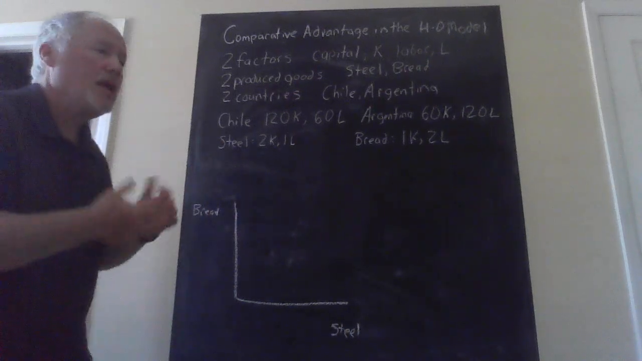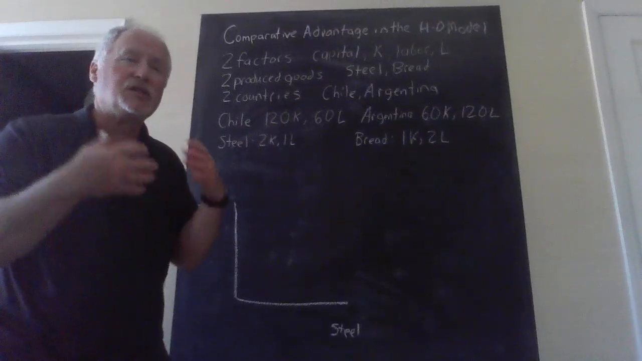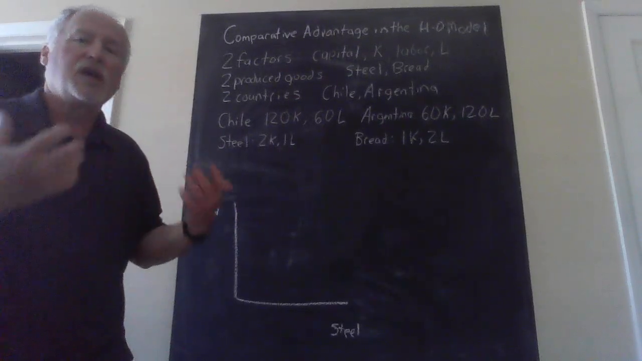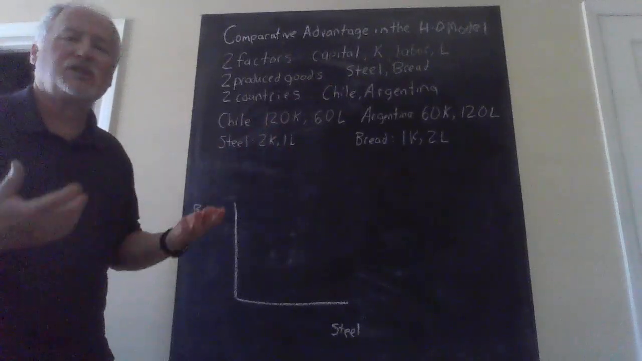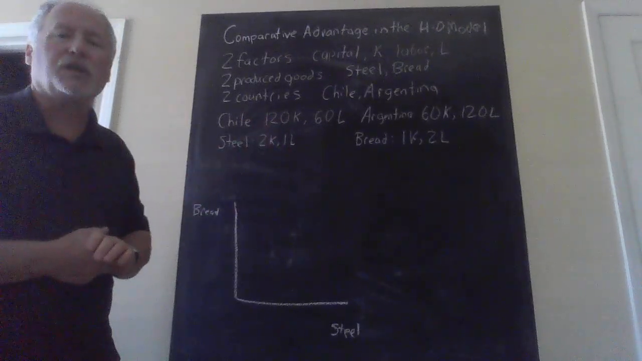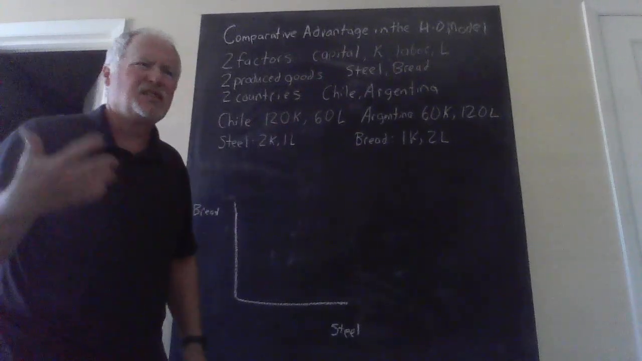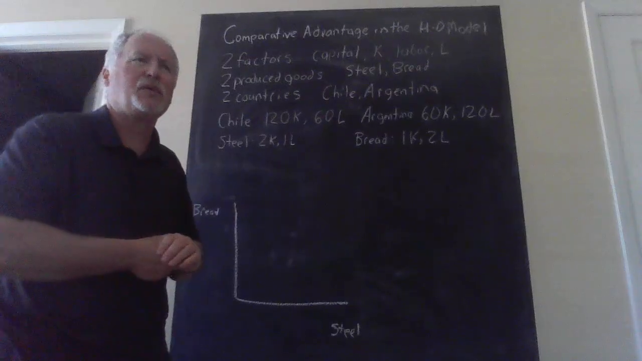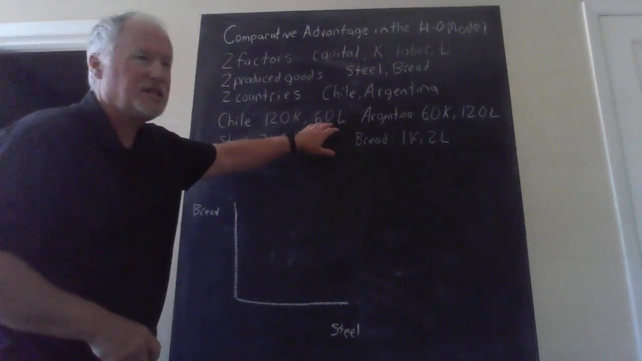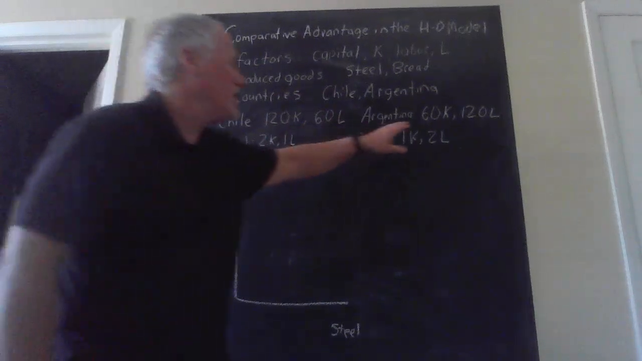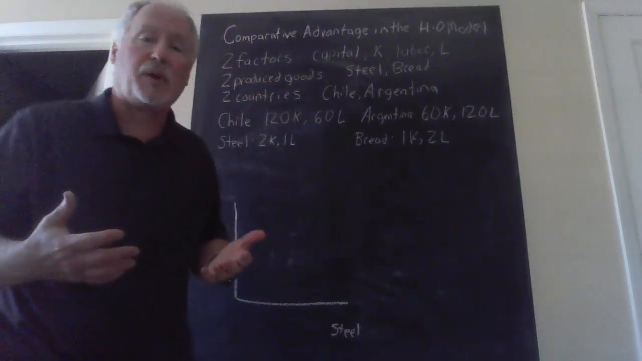And we can look at the factor endowments, or the number of units of each of these factors of production that the two countries have. And so to set this up here, let's say that Chile has 120 units of capital, which we'll use K to abbreviate for capital, because economists usually use C for cost, so we don't want to use C because that could be confusing. And Chile has 60 units of labor. Argentina, by contrast, has 60 units of capital and 120 units of labor.